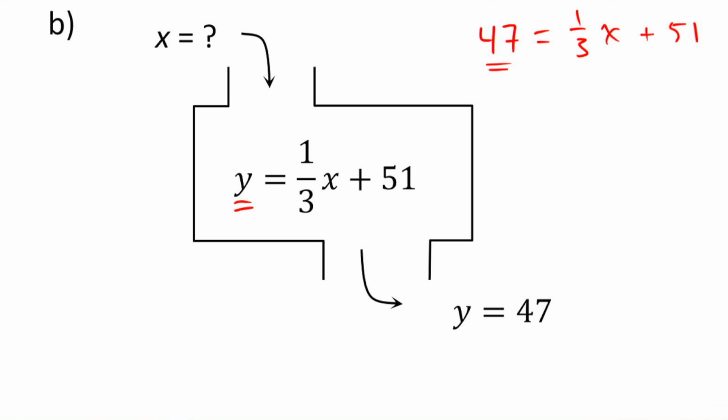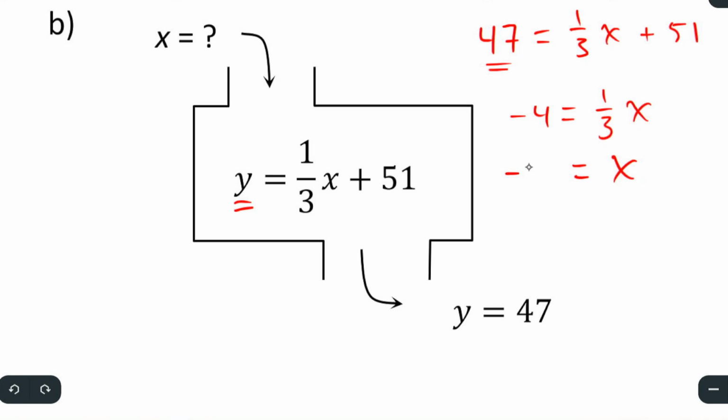To do that, I'm going to go ahead and grab my calculator because I'm feeling tired. It's the end of the day, and I'm going to type 47 minus 51. 47 minus 51, I got -4. So I got -4 is equal to 1/3 x. And then the next thing I'm going to do is take both sides and multiply both sides by 3. If I multiply this right-hand side times 3, 1/3 x times 3 is just going to give me x. And on the other side, I get -12.